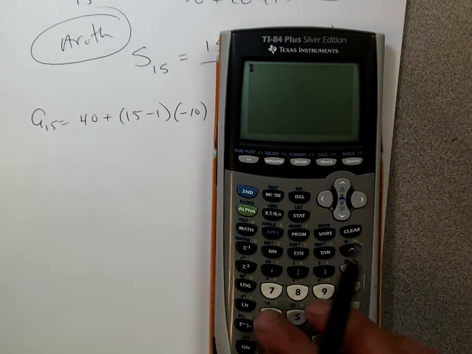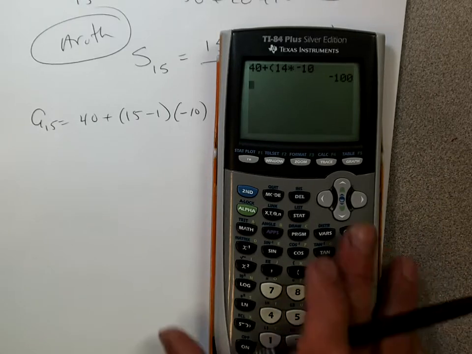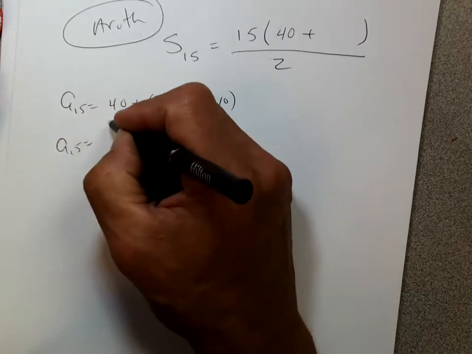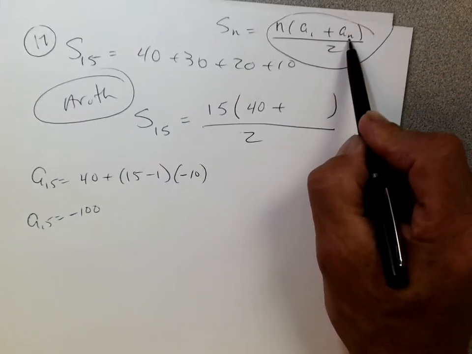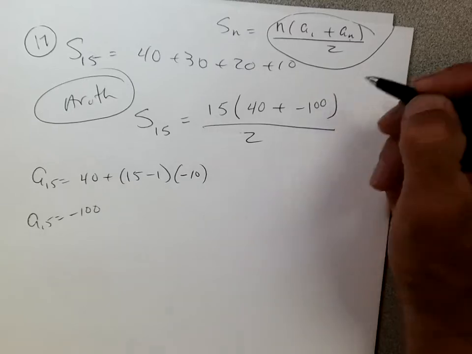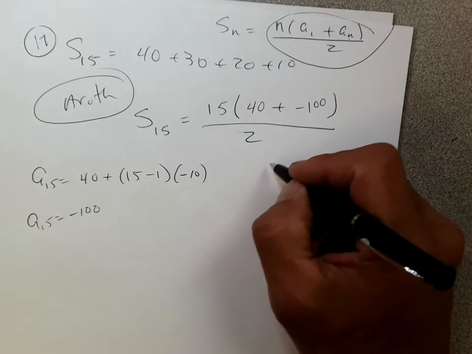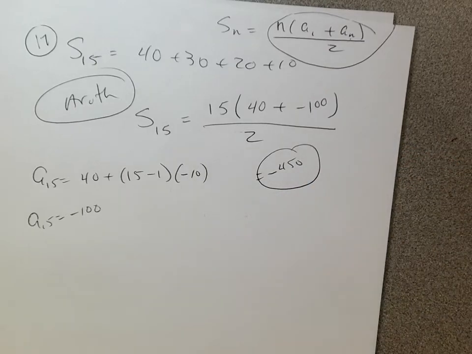Well, I just want 40 plus parentheses 14 times negative 10. Okay, negative 100. So the 15th term is negative 100. Okay, so A of 15 is negative 100. Use my calculator. Clear. Divided by 2, I get negative 450.